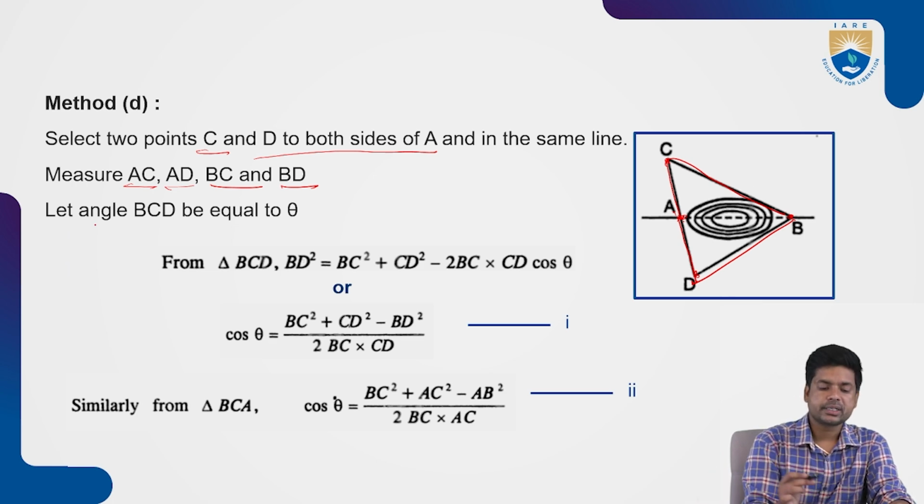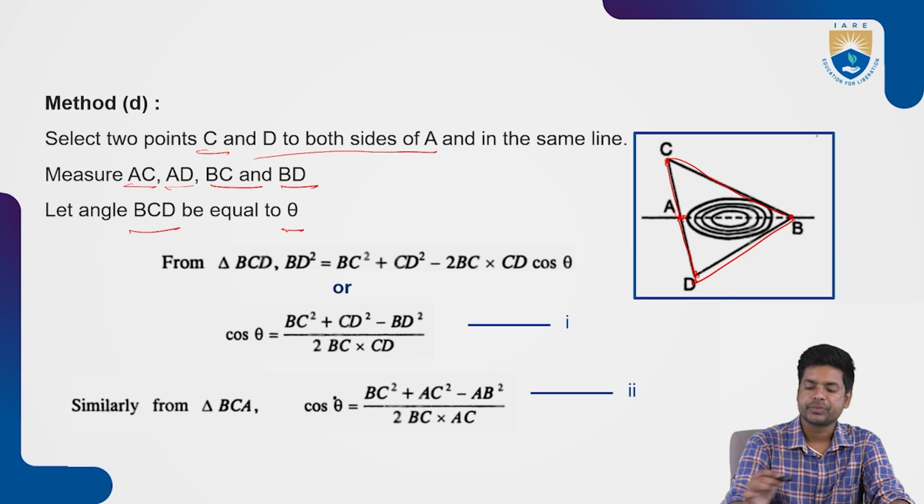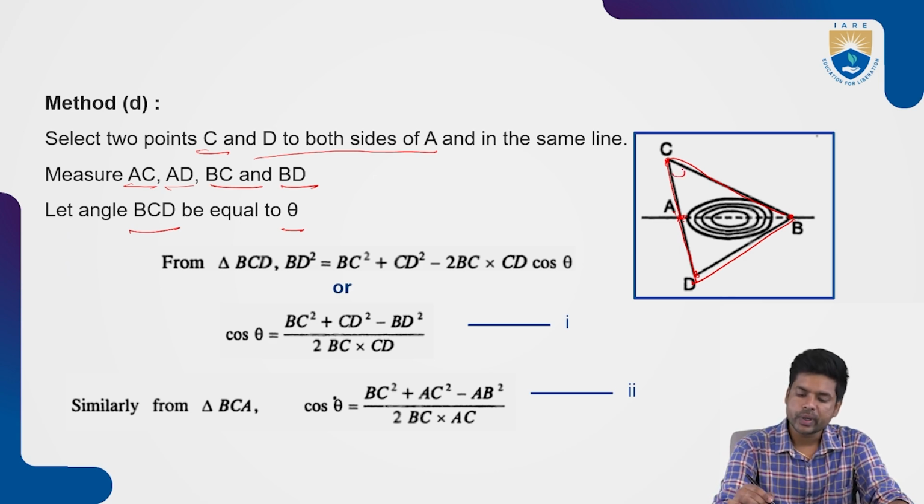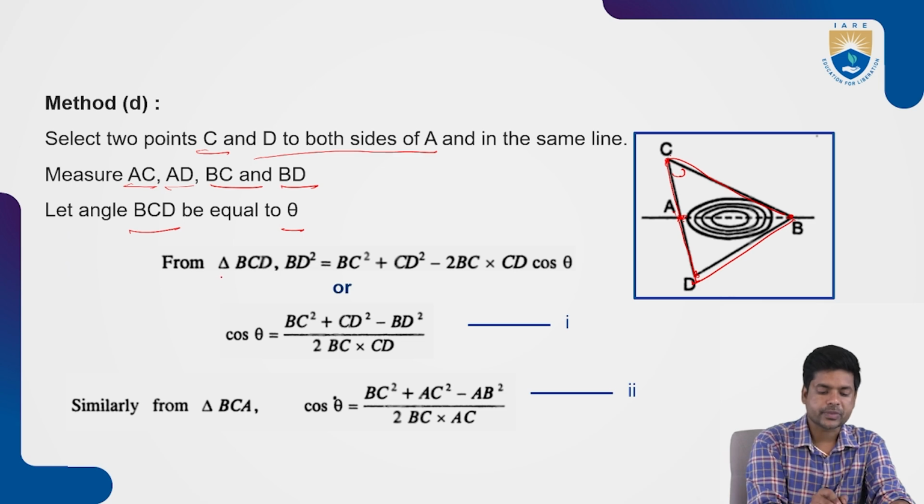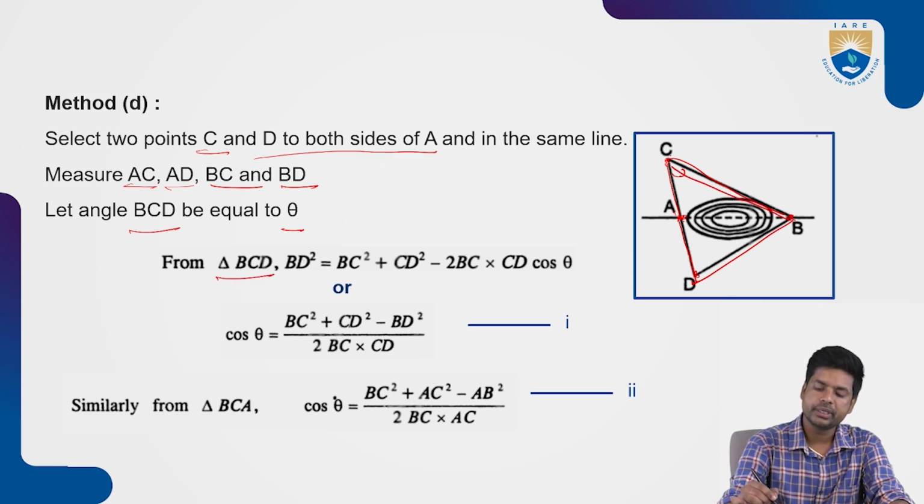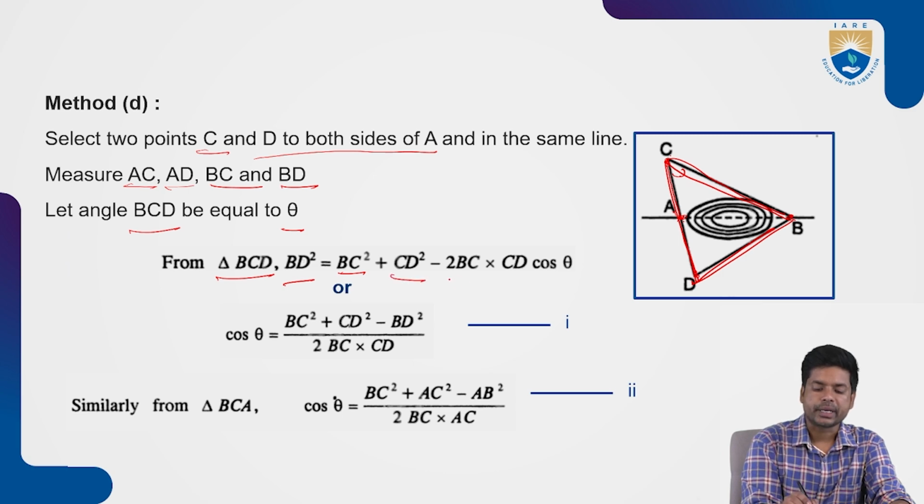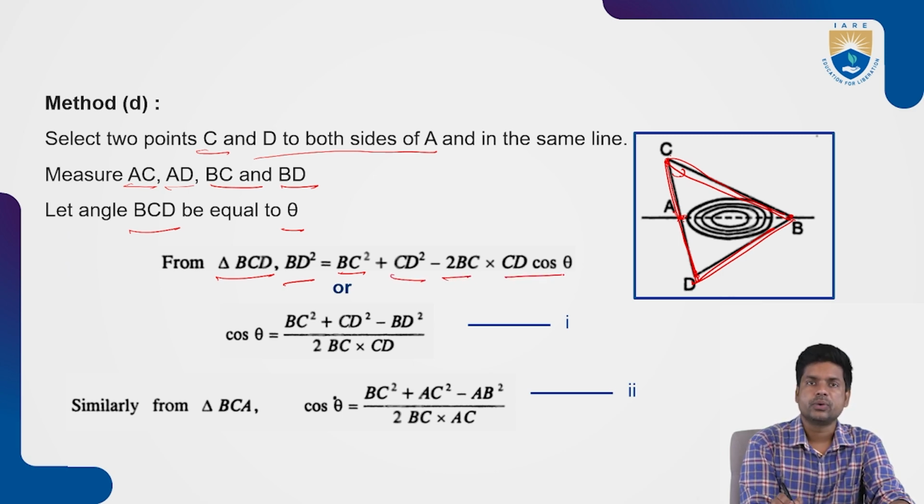Now let angle BCD be equal to theta. We are going to equate the angle of this particular BCD with theta, and from this triangle BCD you can get the expression. We can write that BD square is equal to BC square plus CD square minus 2BC into CD cos theta. From triangulation formulas, we can write this formula and get the BD square length.